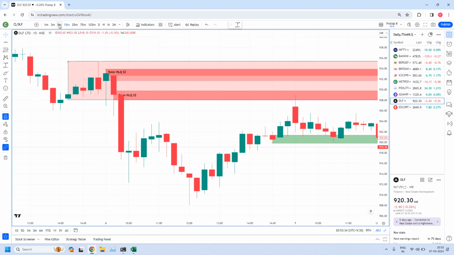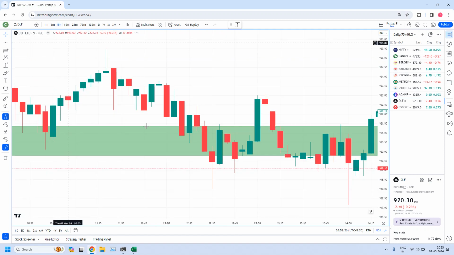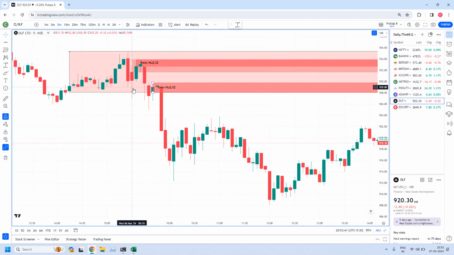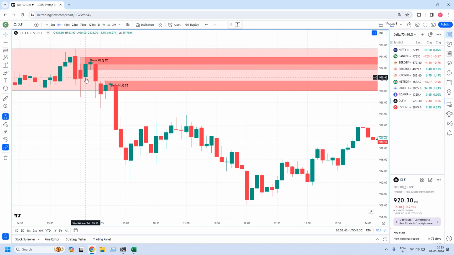First, let me change the time frame to 5 minutes. See, inside this 15-minute area, we identified an excellent zone. Rally, base, drop, and then a follow-through candle. A very good structure. Here again you have a drop candle, 2 base candles, and again a drop candle. Excellent drop.